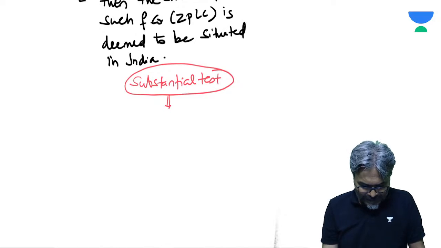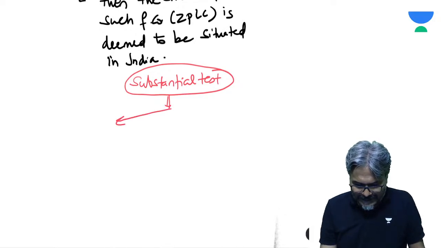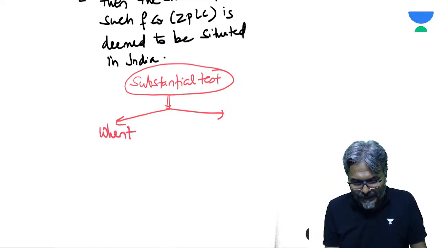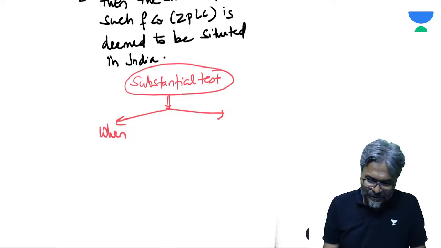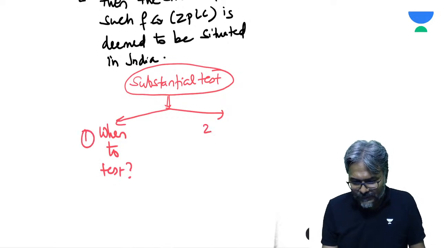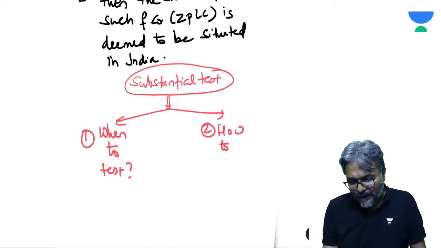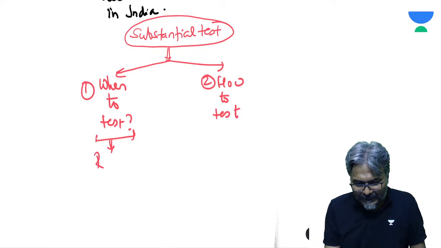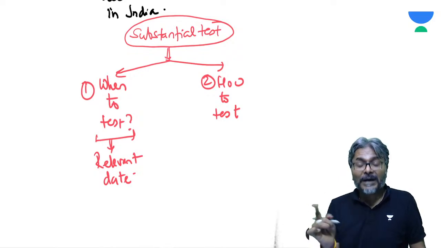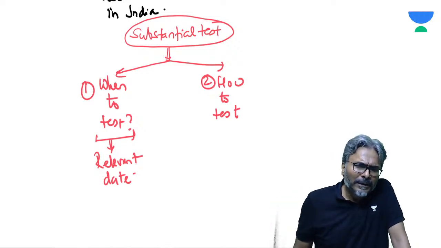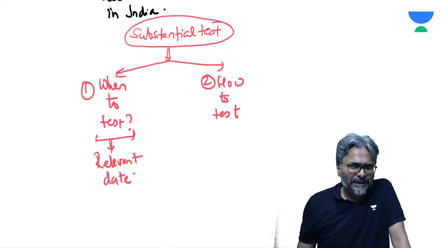So for the substantial test, students, there are primarily two things to revise for the examination. When to test the substantial condition, that is point number one. And the second one is how to test, that is the second point. Now when to test talks about the relevant date. What is the relevant date on which you are going to target this substantial condition? On which date are you going to look at the substantial condition? So that is the relevant date.